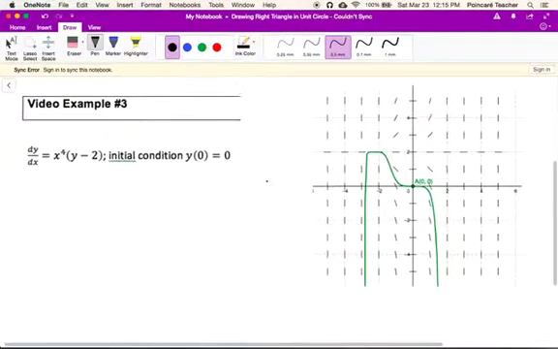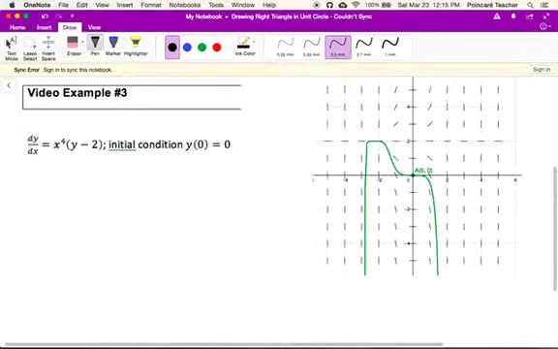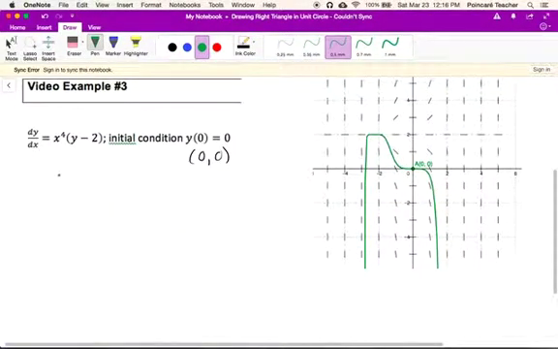So going back to example number 3, our differential equation here is dy/dx equals x to the fourth times y minus 2, and we want to find the particular solution given that the initial condition is y of 0 equals 0, which we can think of just as a point, 0 comma 0. So we're going to use the method of separation of variables. So the first step is to separate.